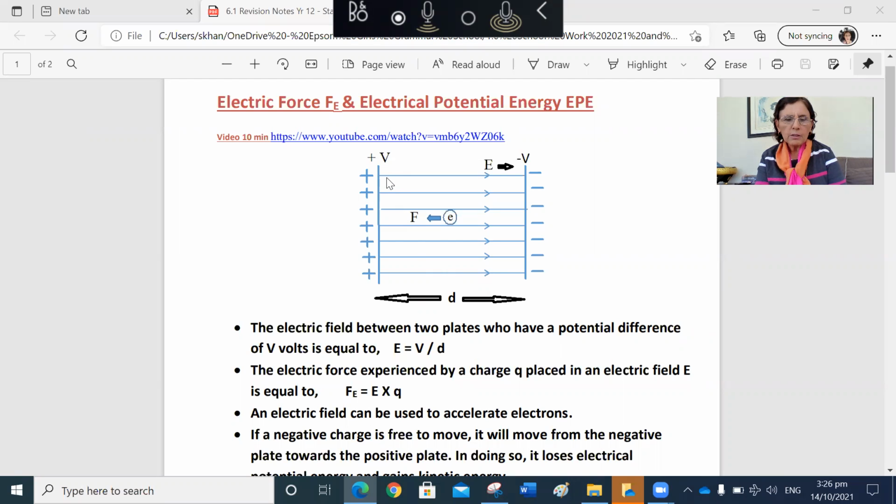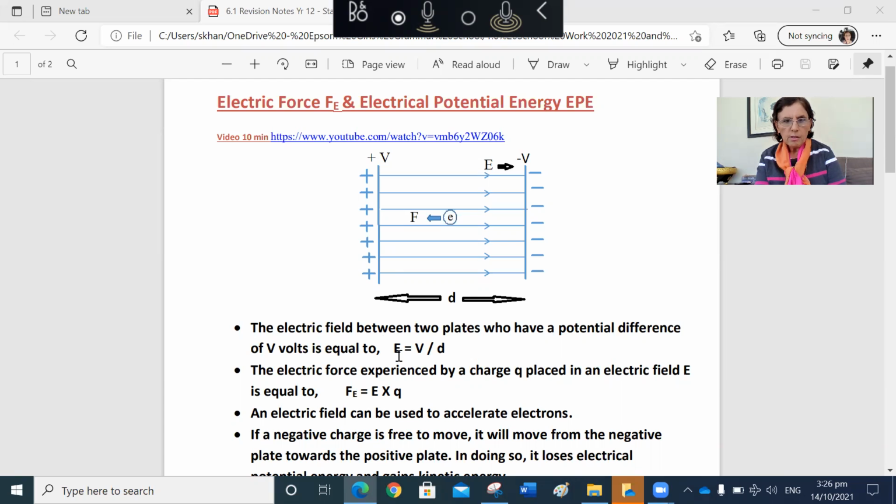If there are two plates, one positively charged and one negatively charged, there will be a constant electric field between them. The strength, or size, of the electric field depends on two things: the voltage and the distance between the plates.